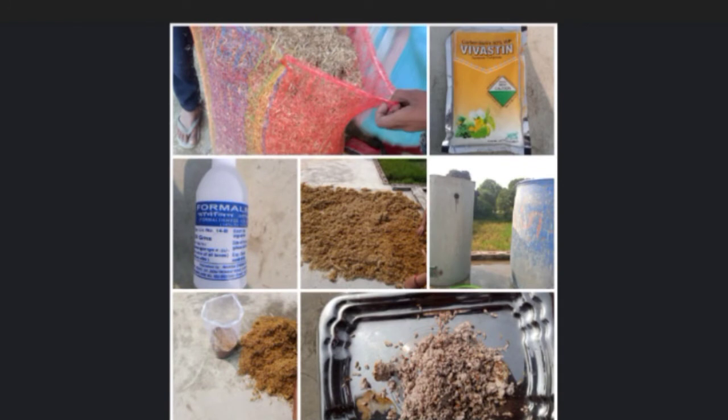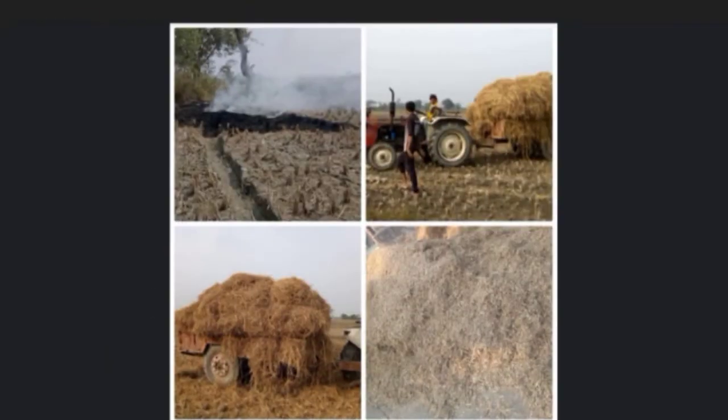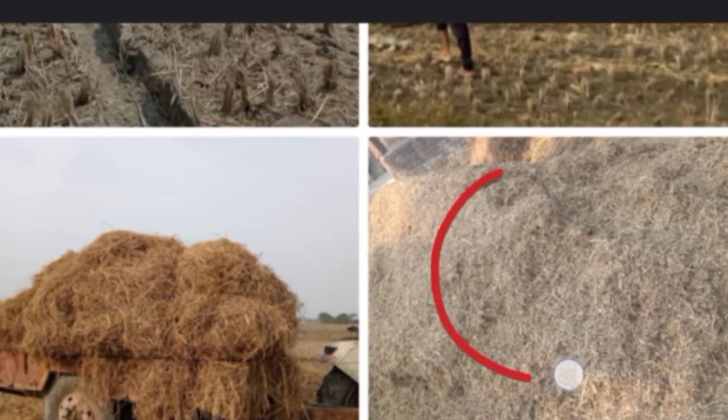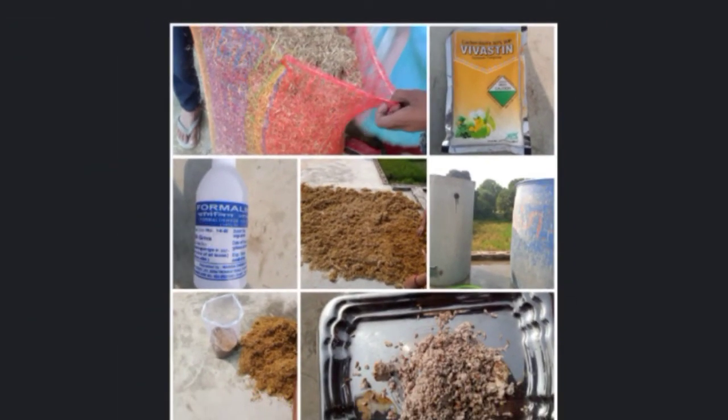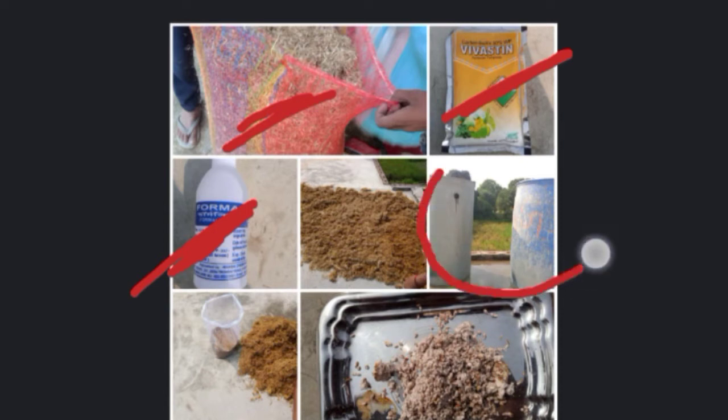The next one is a picture I captured, and this is the main picture. In the first picture you are seeing the chopped paddy. We filled all the paddy straw in this gunny bag. After this you can see the Bavestin we ordered, and this is the formalin, which contains 34 to 40% formaldehyde. And this is the drum, a 200 liter drum.